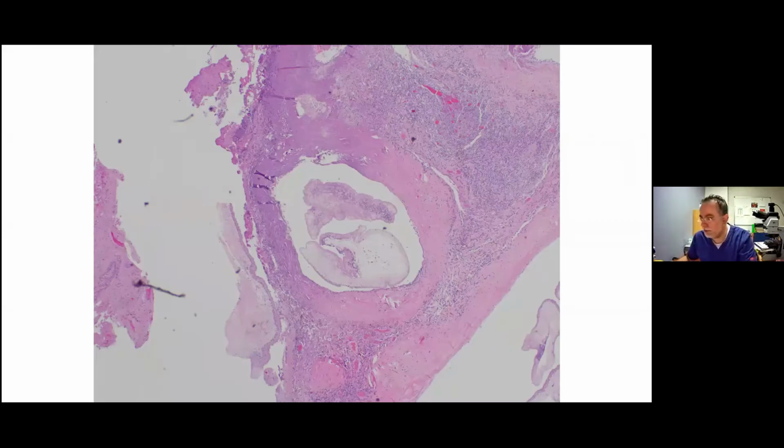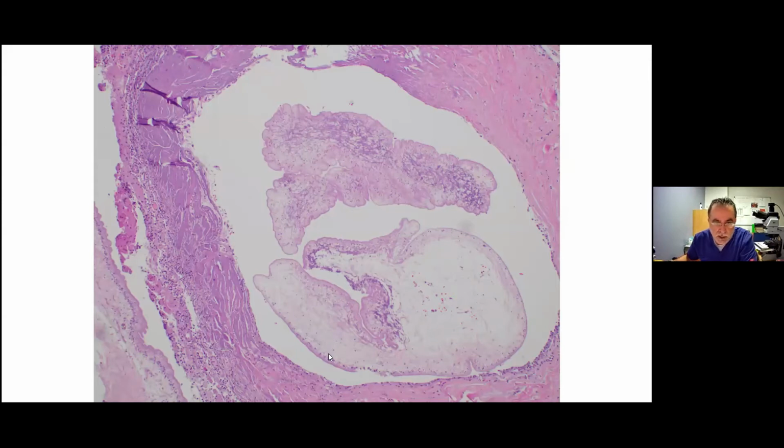At low magnification here, you can see that there is a cystic space and a tremendous amount of reactive inflammatory cells and fibrosis around it, which suggests most likely this is not a neoplastic process. So we're going to focus on the cyst content here. At higher magnification, this is cysticercosis.